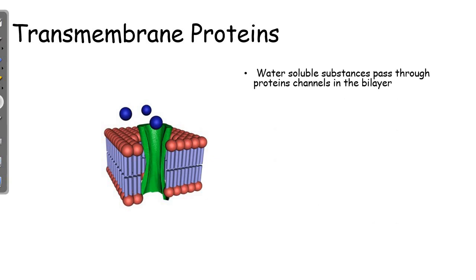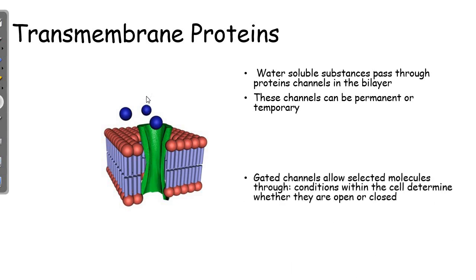Transmembrane proteins, like water-soluble substances, can pass through these protein channels which are present in the bilayer. These blue ones are water-soluble substances. They cannot directly pass through these tails because they are hydrophobic in nature, so they require these transmembrane proteins. These channels can be permanent or temporary depending upon their location.